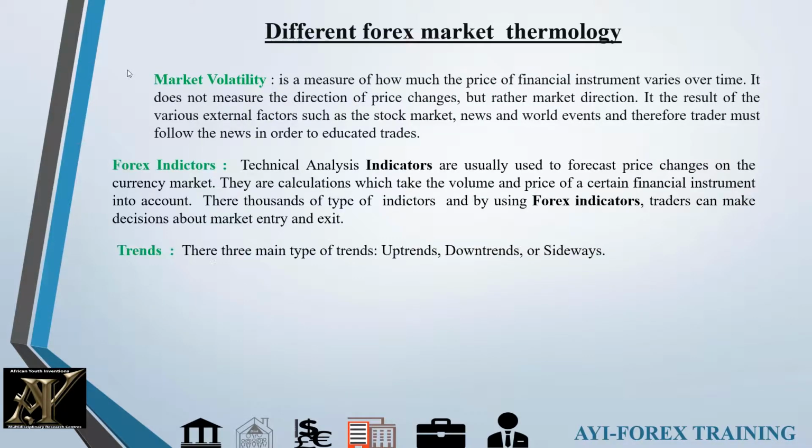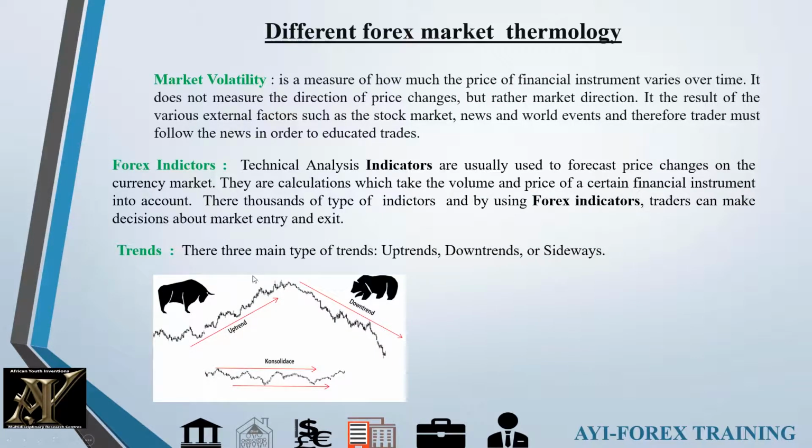You will hear about the three types of market in Forex. There are three main types of trend: the uptrend, downtrend, or sideways. If the market is in an uptrend, which means it's buying, that's when you must buy. Don't buy when it has already risen a lot; you buy at the beginning. So you buy on an uptrend, which is a long position, and then you sell on a downtrend, which is a short position. And then sometimes there is what you call consolidation, which is sideways.